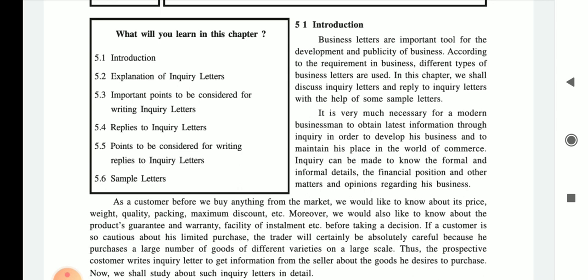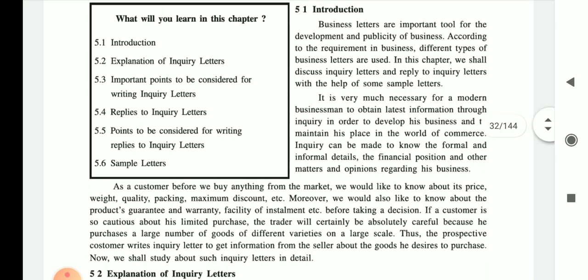See, according to the requirement of business, that means what type of activity, how much portion, how much business, how much selling, how much production, all these matters are considered. Different types of business letters are used for this type of inquiries. So many different letters are used as per their requirement.